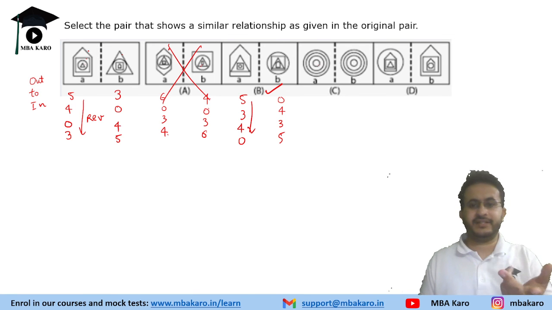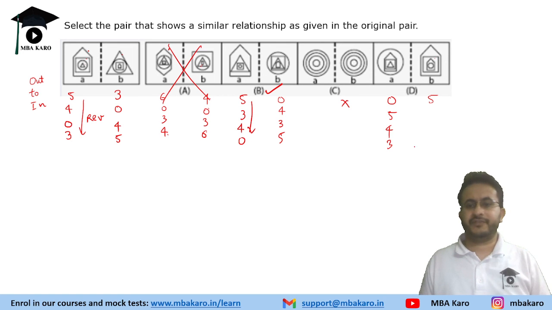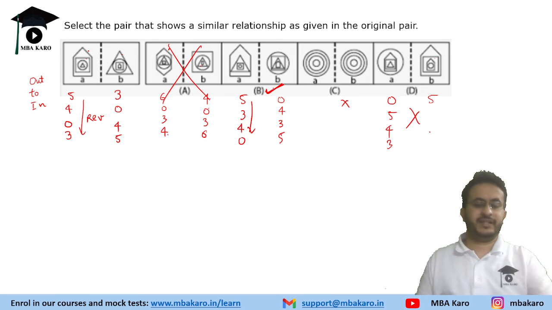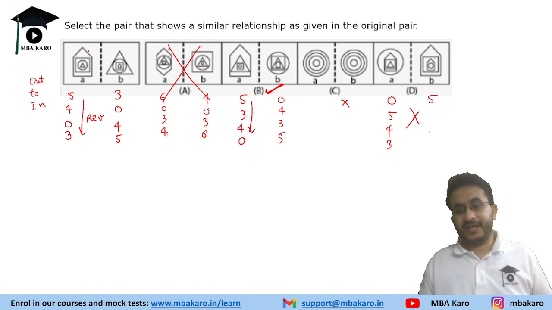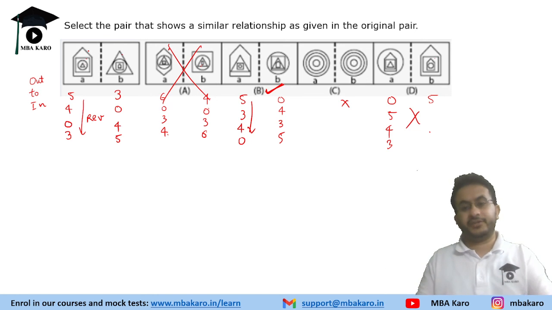Here, circle, circle, circle, not relevant. And if you see, this is 0, 5, 4, 3, and this is 5. So 5 is coming first, that is not the reverse. So 5 should be at the second position. So that is also not the reverse. So it is option B. The number of sides is another frequent logic in abstract reasoning, the number of sides of a polygon. So it could be hexagon, pentagon, square, etc.